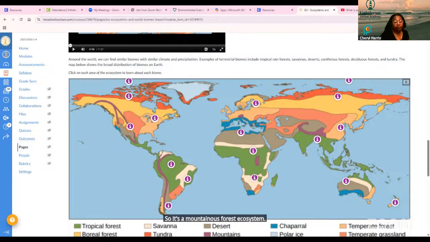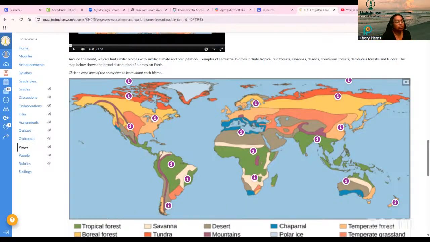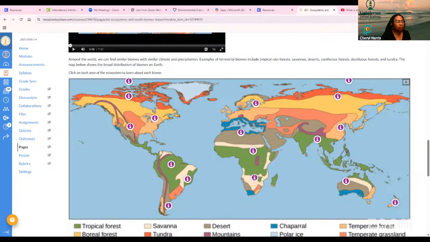It's very beautiful. What's a unique characteristic? Anybody know a unique characteristic about the Blue Ridge Mountains? Ever been to Gatlinburg, Tennessee? Anybody? What's another mountain range that they have there in Tennessee? And why is it called that? Anybody know? Anybody?